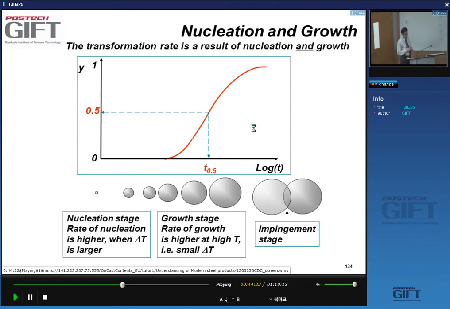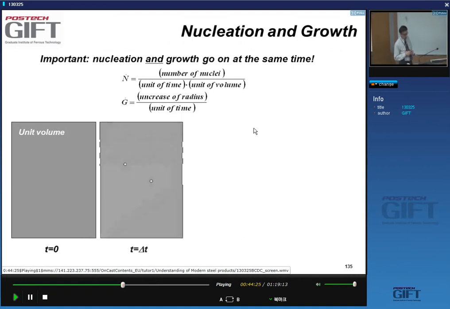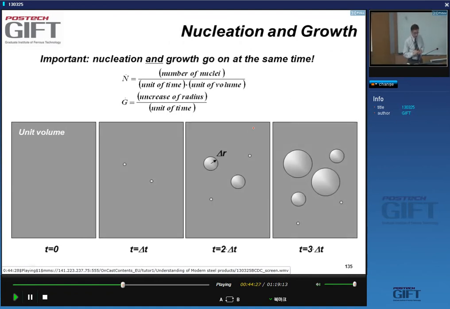Right. All right, so this is the sequence, right? And there are two things. You have nucleation and growth, yeah? But it's also important for you to realize that a nucleation step and a growth step don't occur separately. The pearlite doesn't decide, for the first 10 seconds I'm going to nucleate, and the rest of the time I'm going to grow, right? These are concurrent processes, yes?